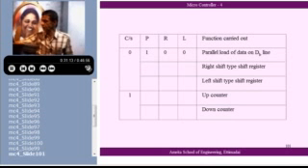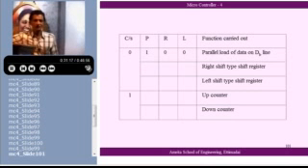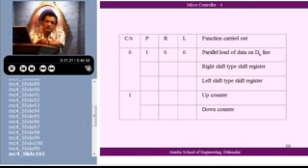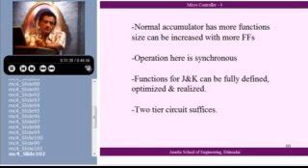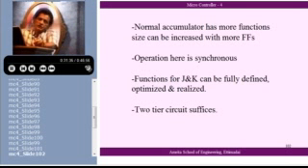Same functions are shown in tabular form here, not fully. You please fill up wherever the gaps are there. All the functions you can build in here. A normal accumulator has many more functions. You can increase the size by simply increasing the flip-flops. The basic element is same. As long as you do this parallel operation, the function is synchronous in nature.